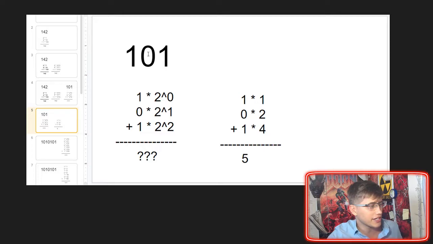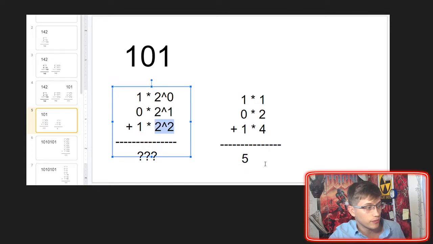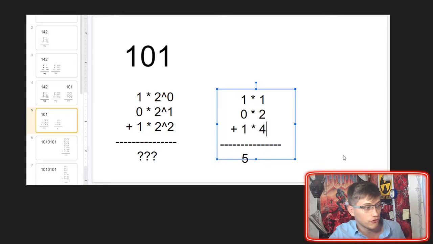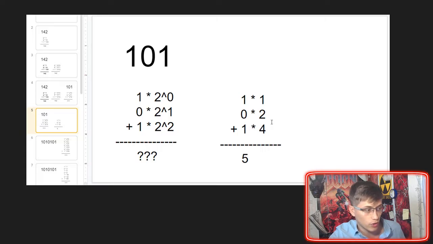So here it is again. I've taken the 101. I've written it in the form where we have 2 to the 0, 2 to the 1, 2 to the 2. I've simplified the right-hand side here, so we just have 1, 2, and 4. And then when we add these all up, right, 1 times 1 is 1, plus 1 times 4 is 4, so 1 plus 4 is 5. So 101 in binary means 5 in decimal.